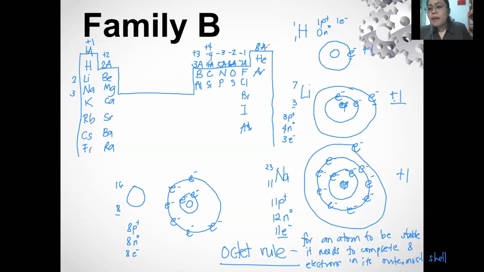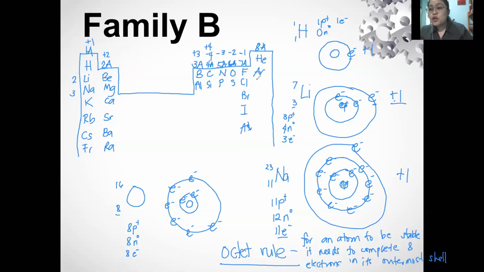Ito namang group 8A, wala itong mga charge. Kasi si group 8A class, ang tawag natin sa kanila, noble gases. Noble sila because single sila forever. They don't react with other elements to form compounds. Kasi they are stable. Sana all stable. Bakit sila stable? Kasi they have completed the octet rule. Sa outermost shell nila, meron silang 8 electrons. So stable na sila. They don't need other atoms to help them to become stable.